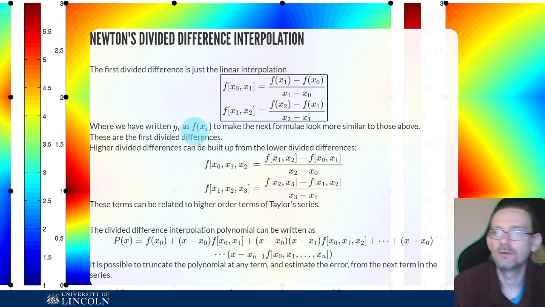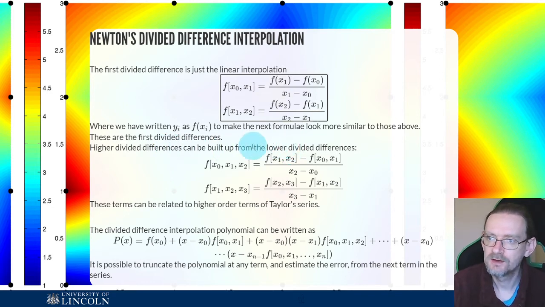And then if you want to get higher order differences, again this looks like sort of first principles differentiation. So to get the second order divided difference with 3 data points, we put the first order points on the top, and then we're dividing by the outer values there. And then the divided difference interpolation polynomial, you can write it out like this.